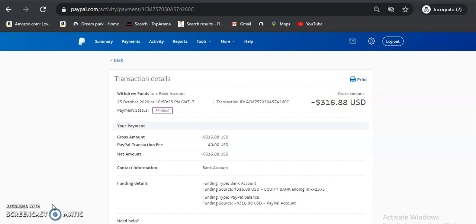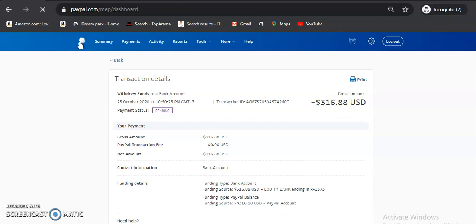In this tutorial, I'm showing how to cancel a bank transaction. I withdrew cash from my PayPal balance to my Equity Bank account, the account number ending with 1375. The funding source was the PayPal balance, and I withdrew shillings worth 316 US dollars. On withdrawing, I noticed that Equity Bank is exploiting me. It is exchanging at a very low rate, so I had to cancel the transaction. I'll take you through the whole process of canceling a transaction.